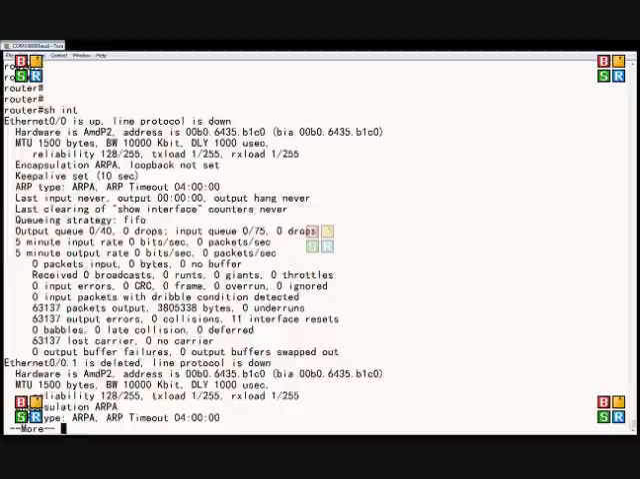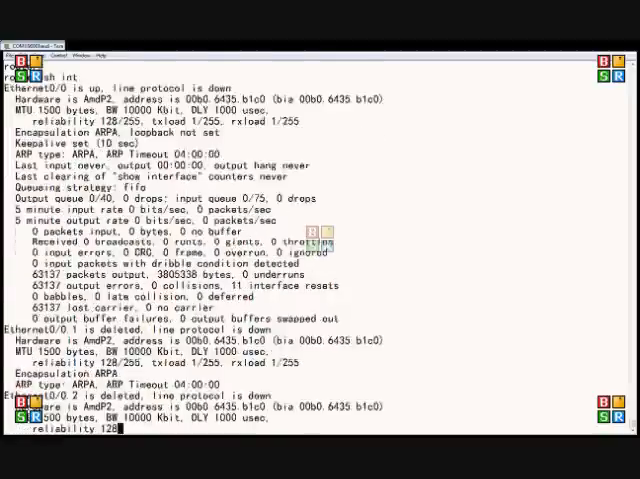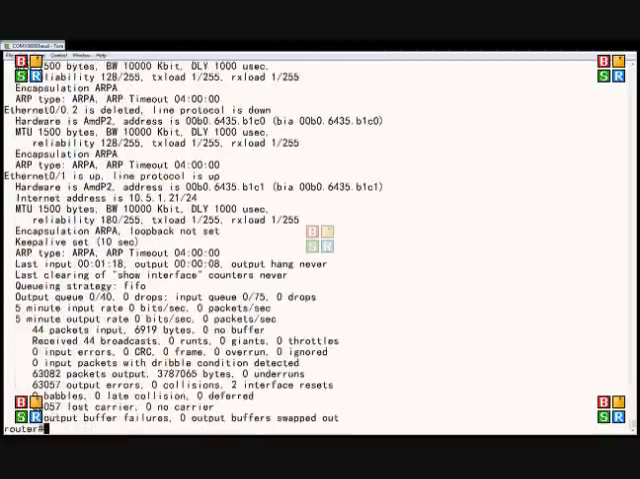Down here we see Ethernet 0.1, which is a sub interface, and that's if we have VLANs. We also have a 0.2 as well. And over here we see Ethernet 0/1, which is our other interface. We have two Ethernet interfaces on this particular router. It is up, that means that there is another connection plugged into it and it is running.